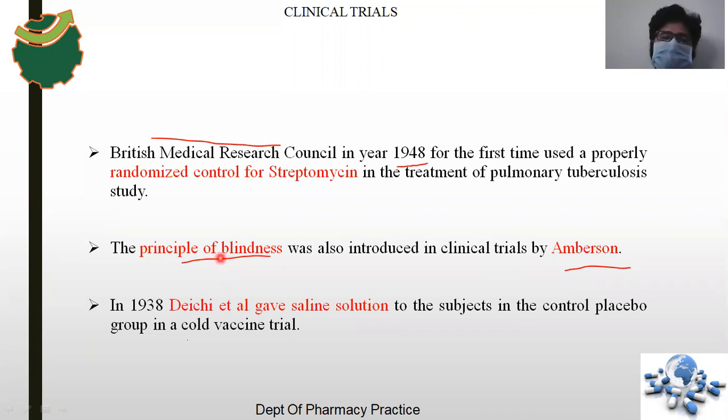Next one, in 1938, Dechi et al. gave a saline solution to subjects in the control placebo group in a cold vaccine trial. So what they did was a vaccination trial where the control group was just given a placebo. I think you already know about placebo. It's an inert molecule; it doesn't have any therapeutic effects. One group received that placebo, and the other group received a medicine in the vaccination trial.